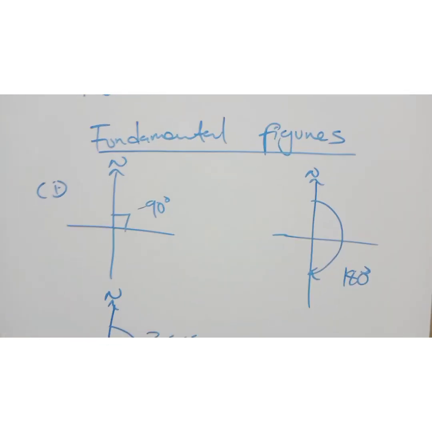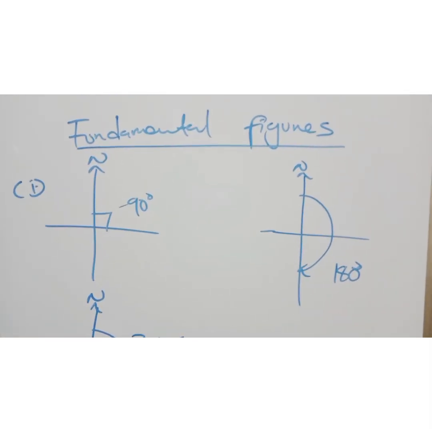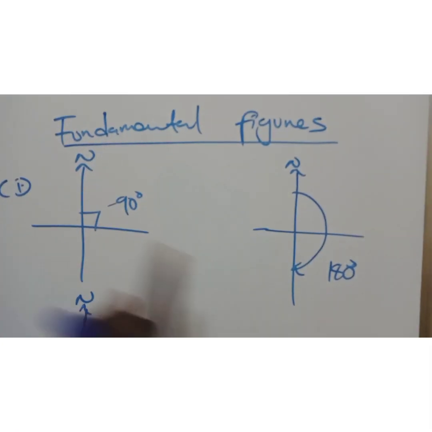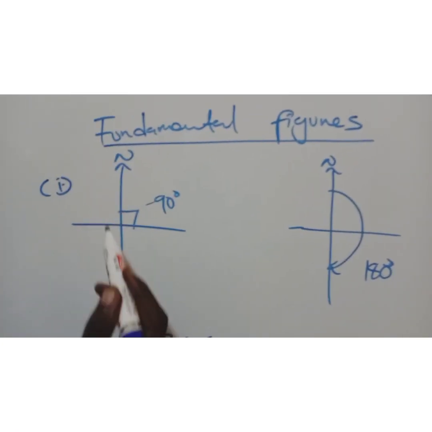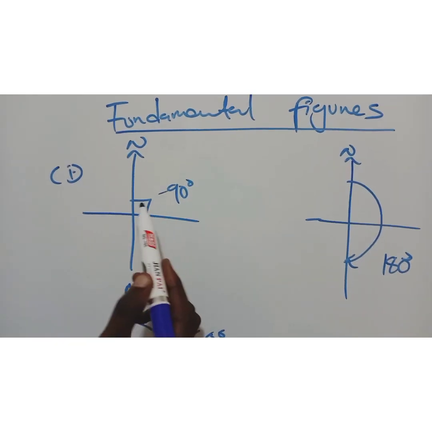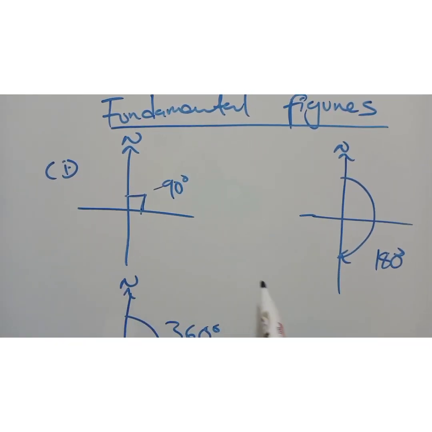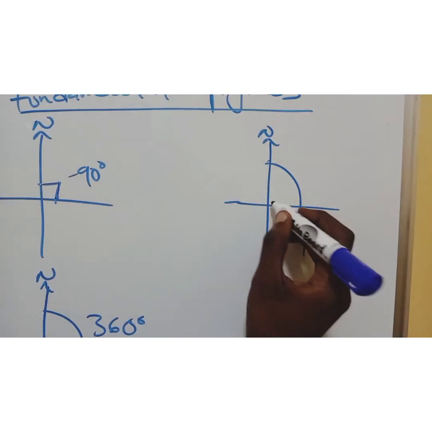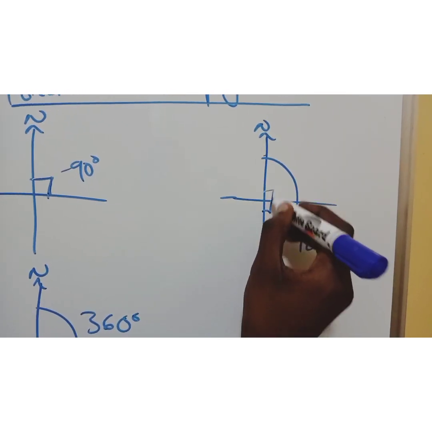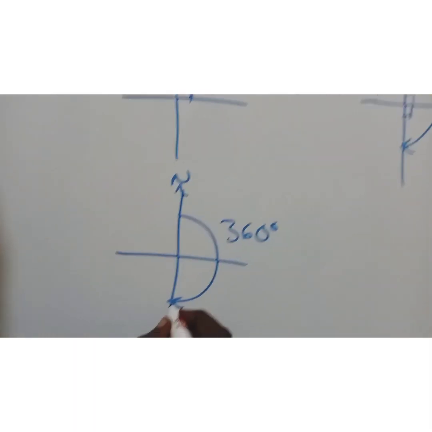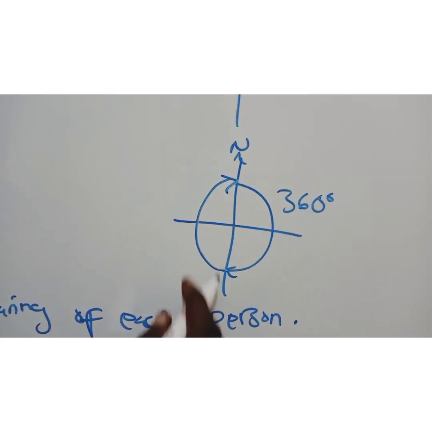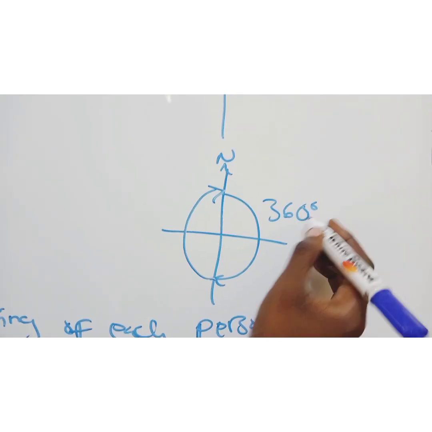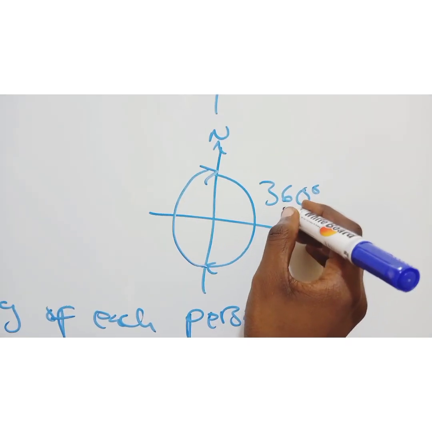We now look at fundamental figures. These are very important. If you don't know these figures or you don't understand them, bearings will be very hard for you. So bearings, fundamental figures. We have this first figure. This is a 90 degree. Then we have this. From here up to here is 180. These are two 90s. You add them. So 90 plus 90, 180. And then we have this. A whole full circle adds up to 360.